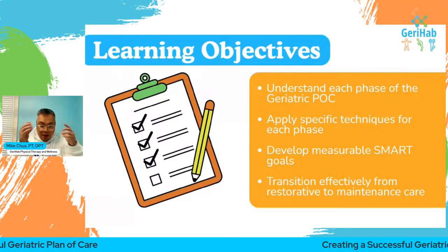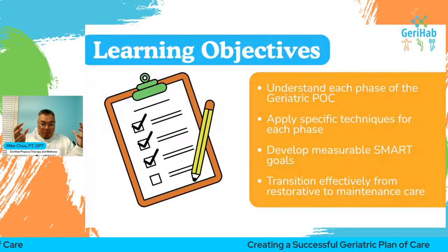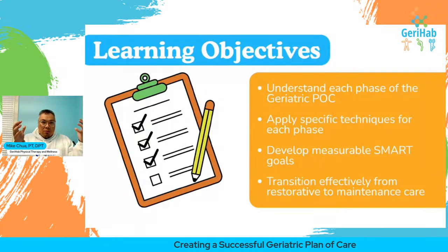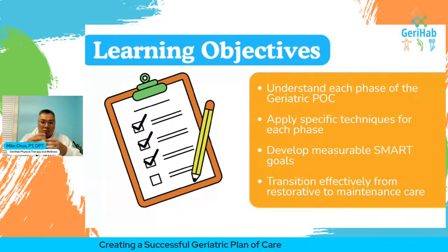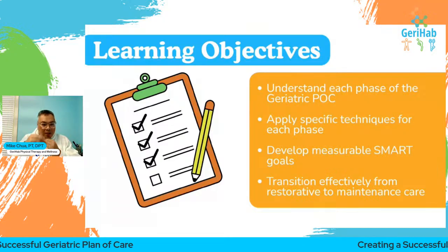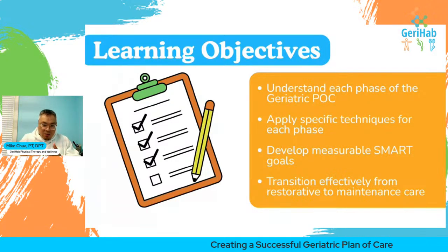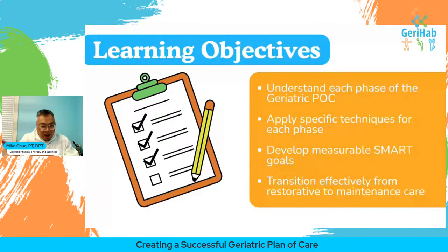In that 12-week span of that program, is it attainable? Some of them, their goals are going to be very small goals. So the patient will improve rolling left and right with minimal assist from maximum assist.